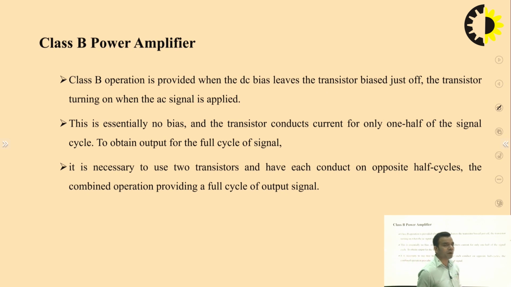Now class B power amplifier. In case of class B operation, it is provided when the DC bias leaves the transistor biased just off. The transistor turning on when the AC signal is applied. Okay, that means there will be no biasing. So whenever signal will be applied, the device will be in conduction mode and you will get the output.